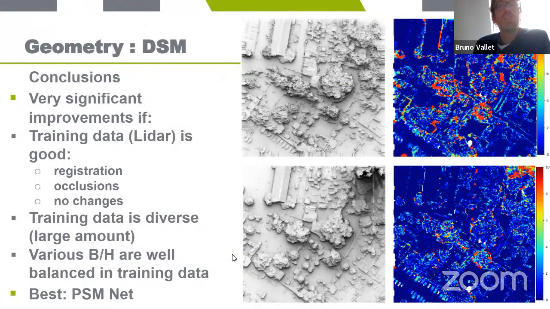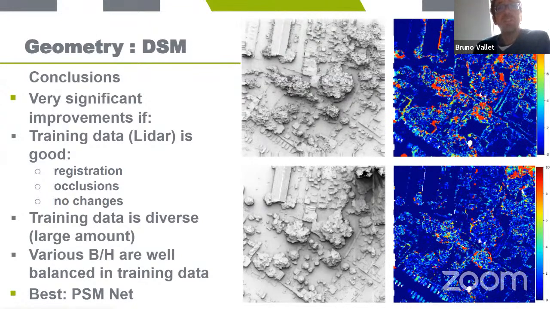So the conclusion that we've drawn from this study is that in fact with deep learning you can have very significant improvements on the quality of DSMs. So here at the top it's a traditional method, at the bottom it's a deep learning based method, and you see that in the error map you have much less error. You see, for instance, that the building outlines are much more precise, so it's going to be interesting for city modeling. The vegetation is less noisy, and you have a finer level of detail.